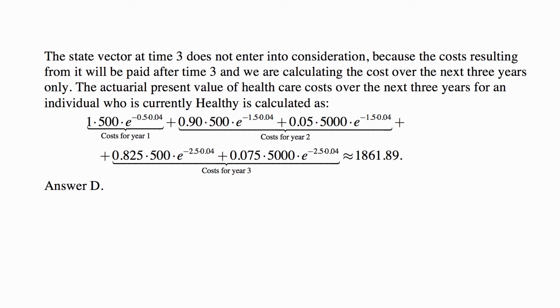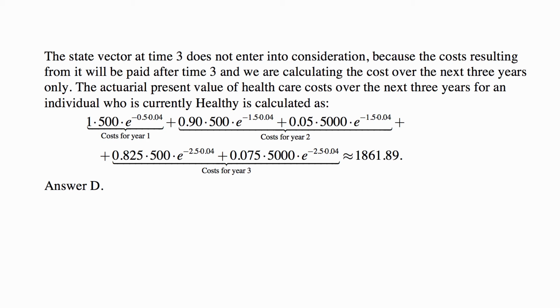And we don't do the calculation of the state vector at time 3. It doesn't enter into consideration because the costs resulting from it will be paid after time 3, and we are calculating the cost over the next 3 years only, right? Three years. So what happens after time 3 doesn't matter. The actuarial present value of healthcare costs over the next 3 years for an individual who is currently healthy, then, is simply calculated from those state vectors based on their probabilities and the costs corresponding.